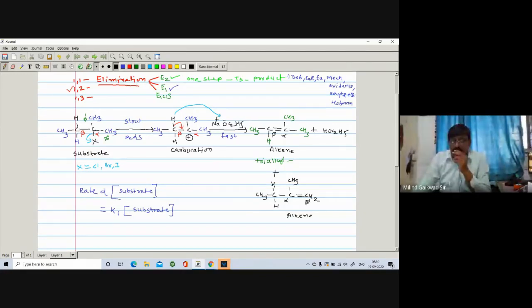And you are also getting the corresponding alkene. But in this case, you'll find that there are two alkyl groups directly attached to the doubly bonded carbon atom, that is the alpha carbon atom. So it is a dialkyl substituted alkene.